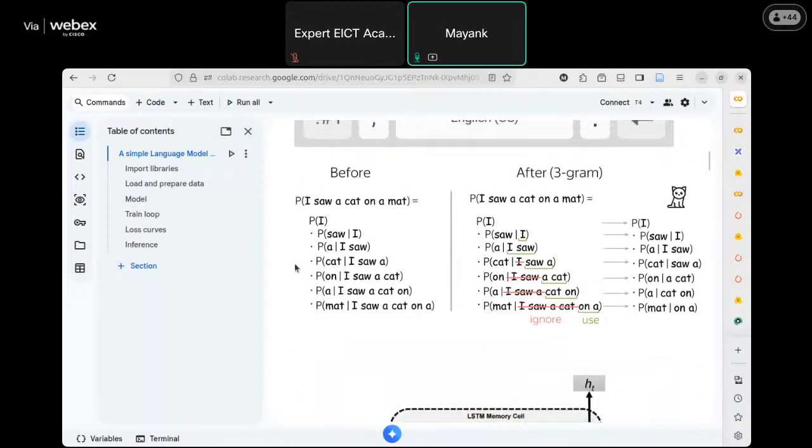Okay, yeah, so this is more about the language model. If you can say the probability of "I saw a cat on a mat", what does this mean? इसकी probability का मतलब क्या है कि how often does this text appear in a given corpus? So this probability makes sense only with respect to a particular corpus.